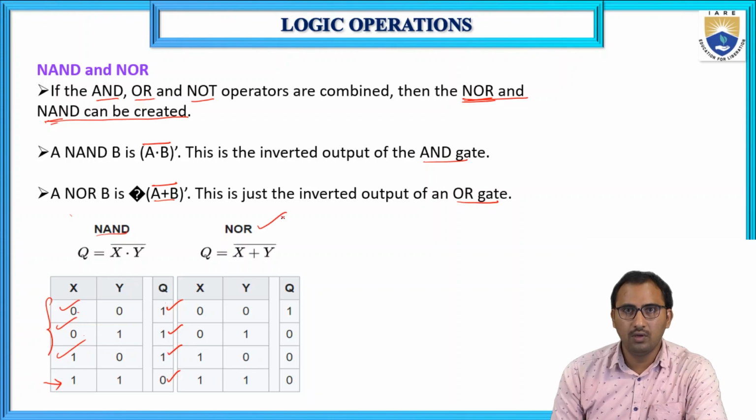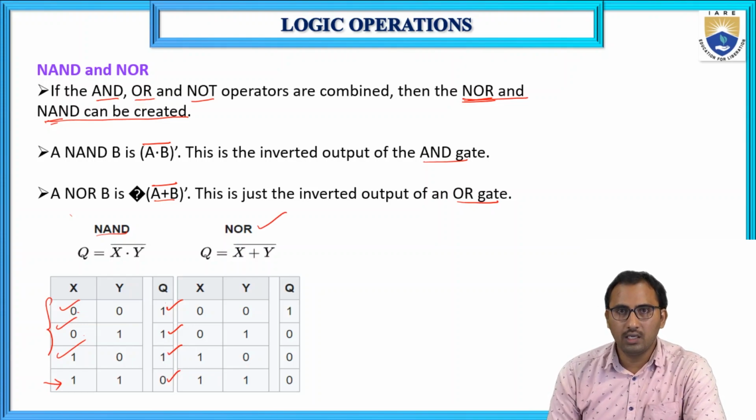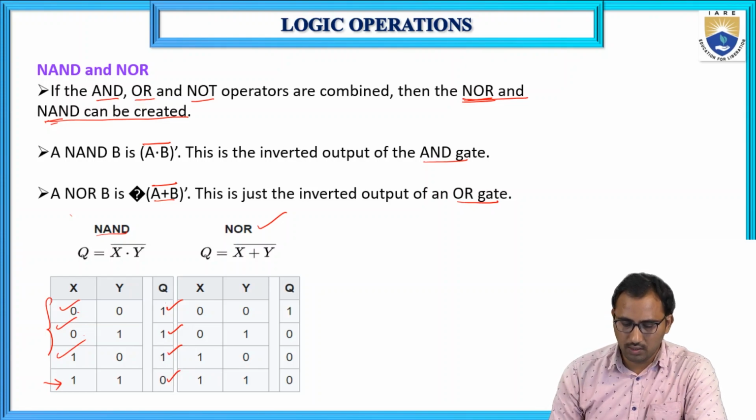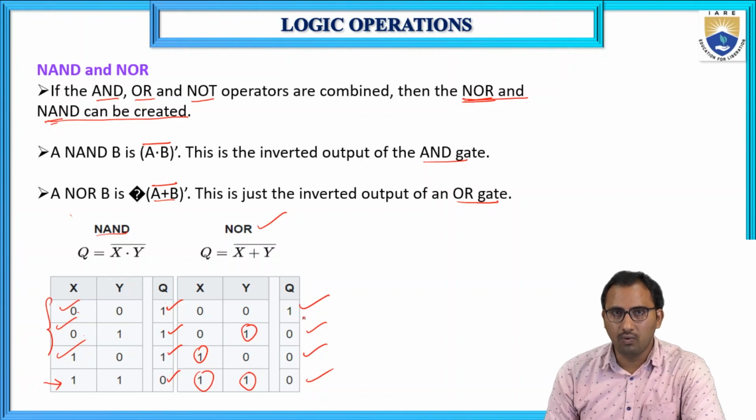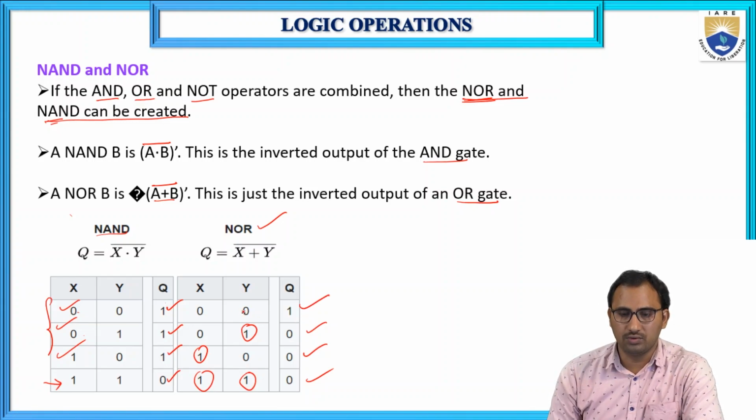Coming to the NOR operation. NOR is a complement of the OR operation. In OR operation, if any input is logic high, then output is logic high. But here it is complemented. That means if any input is logic high, then output will be 0. See here, in the second, third, fourth case, if any input is logic high, then the output will be 0. Output will be 1 only if all inputs are logic zeros. So this is the NAND and NOR operation.